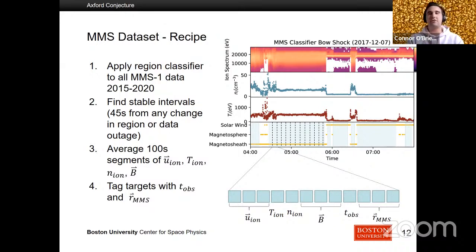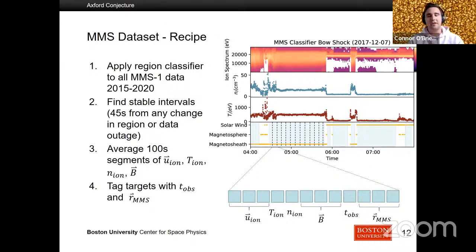But its nature as just a partition means that it can get jittery towards the boundaries between these regions. So you can see at 415, when MMS gets a little bit close to the solar wind, you get some spurious detections of the magnetosphere from this classifier. And similarly, even on a very clean transition, like the one by 6 o'clock, you can see that as it crosses over a little bit, you get a detection or two in the magnetosphere, right, as you move from one region to another. So to avoid this, what we did is we identified stable intervals. These are intervals 4 to 5 seconds from any change, gap, or data outage in the MMS data set, right?